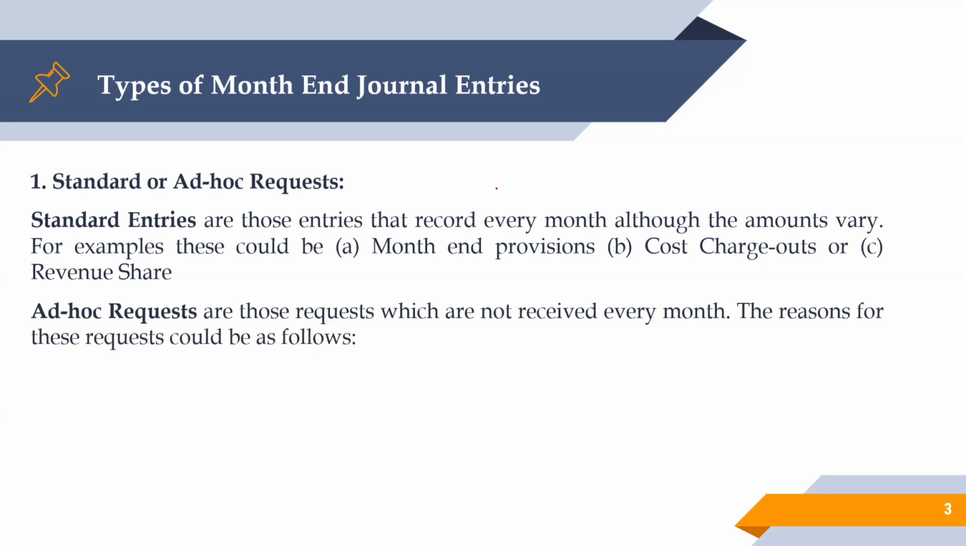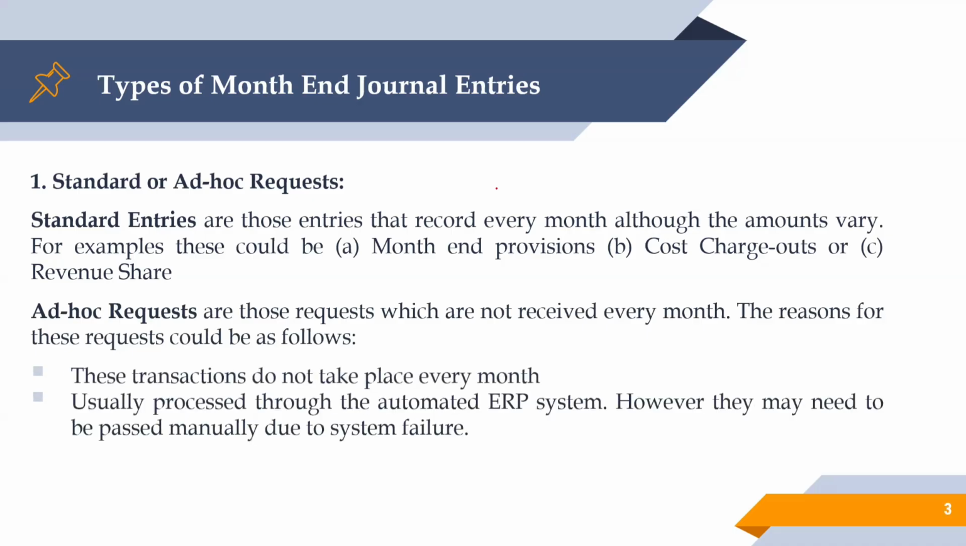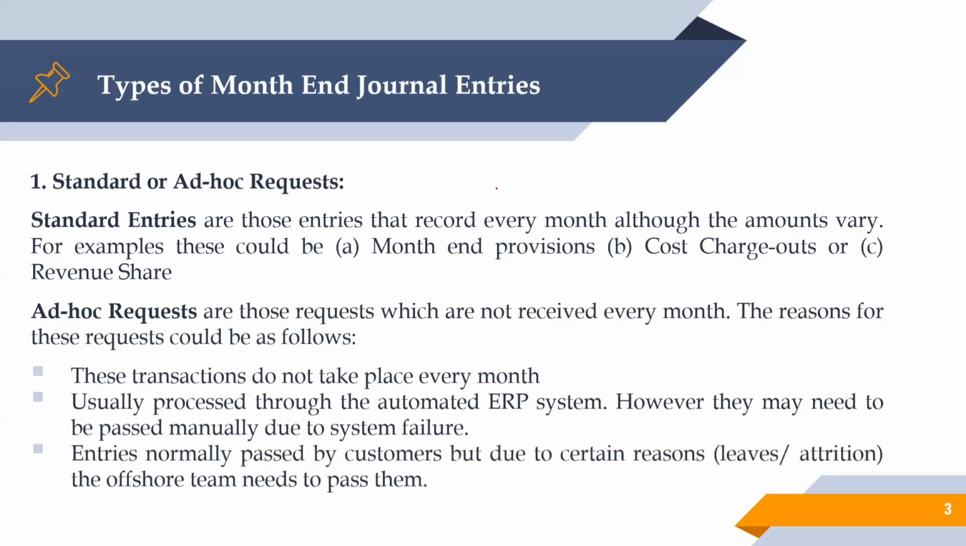These are not the recurring or the standard journal entries. These transactions do not take place every month and are usually processed through the automated ERP systems. However, they may need to be passed manually due to system failure. So sometimes, instead of being processed through the automated ERP systems due to any system error, we have to take that entry manually.